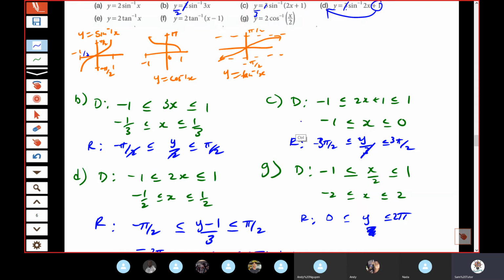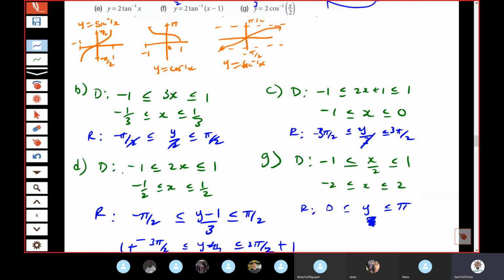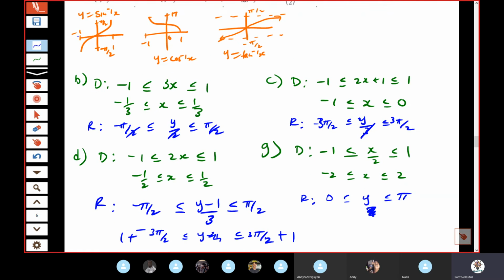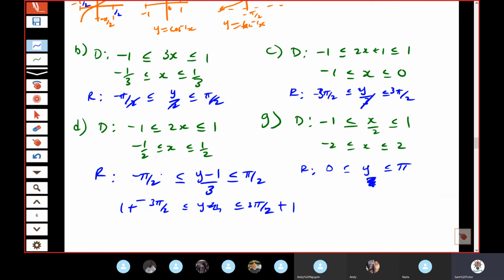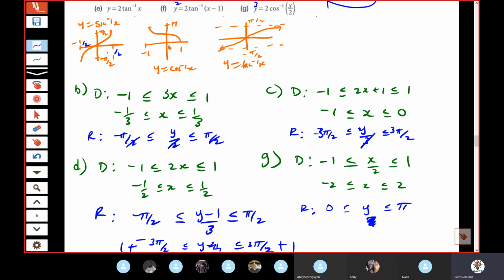The answer for C is right there. I'll go negative 1 to 0 and negative 3 pi on 2 to 3 pi on 2. The answer for D is right there. Negative half to half and, well, whatever this number is, negative 3 pi on 2 plus 1 to 3 pi on 2 plus 1. But the shape is still the same.